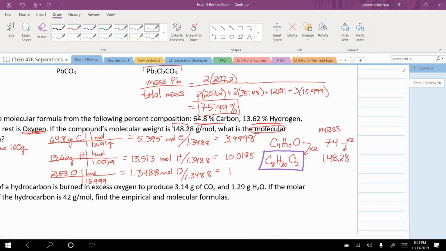Yeah, that'll work. That's not how we teach you to do it, because we don't always give you the molecular weight. Because we could just ask you for the empirical formula and not give you the molecular weight, and then your answer would be C4H10O. Does that make sense? That's why we don't teach it that way, but yeah.